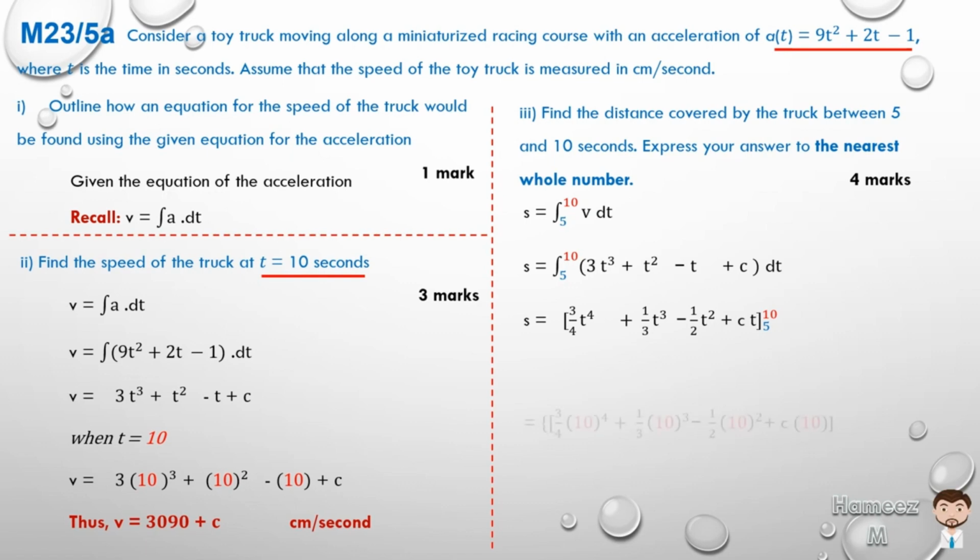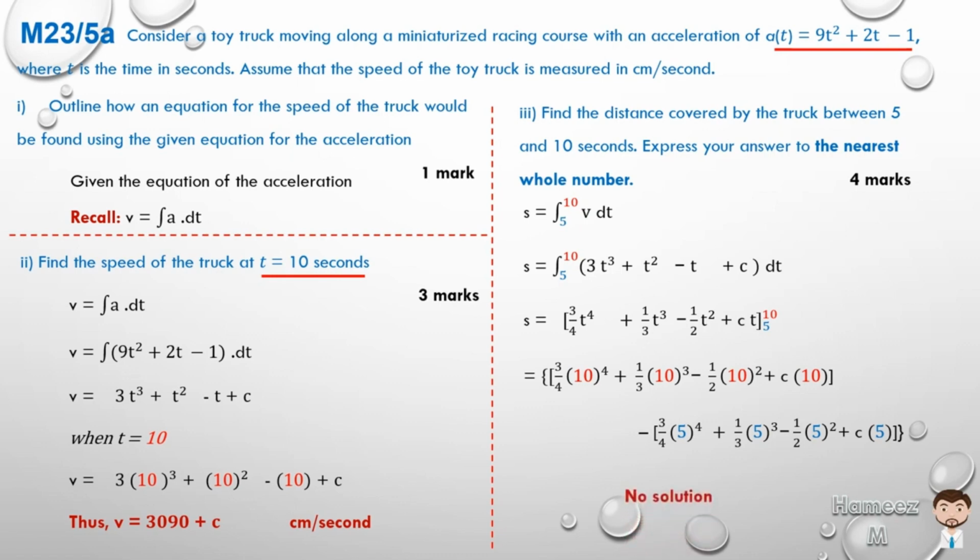If we substitute, it's going to give us 3/4 times 10 to the power 4, plus 1/3 times 10 to the power 3, minus a half times 10 squared, plus 10c, minus 3/4 times 5 to the power 4, plus 1/3 times 5 cubed, minus a half times 5 squared, plus 5c. At this point we won't be able to solve for this, because the c's won't cancel. Since they're asking us to express our answer to the nearest whole number, we shouldn't have any constants of integration in there. Therefore, there's a mistake in the question, so it cannot be solved according to the information given.